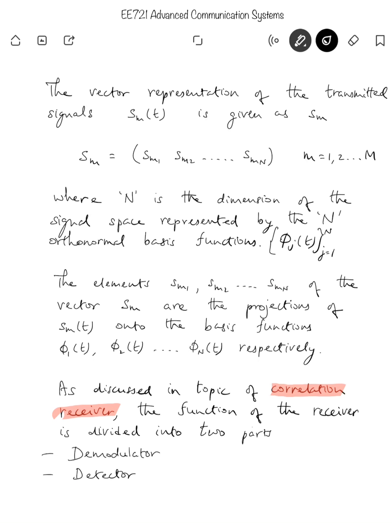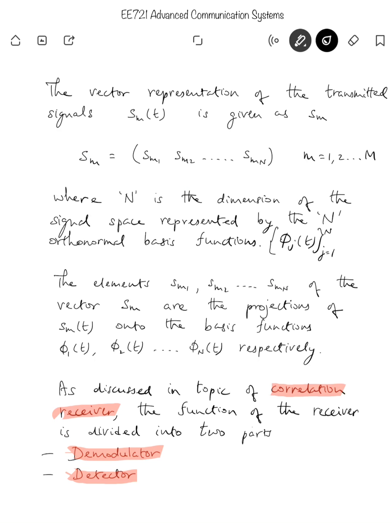The first part is called the demodulation part, performed by the demodulator, and the second part is the detector part, performed by the detector. So the demodulator's job is to convert the signal waveform into its vector representation. So from Sm of t, it has to convert it to the vector form Sm.